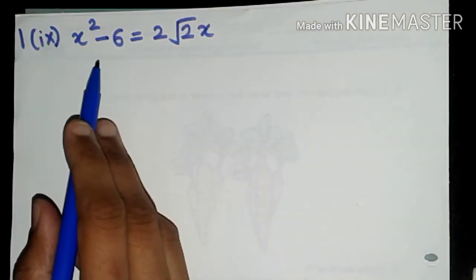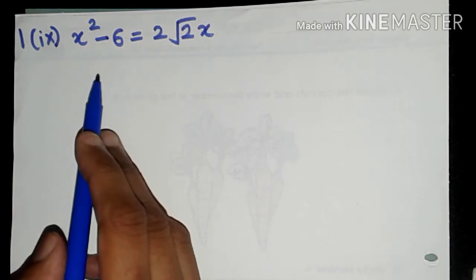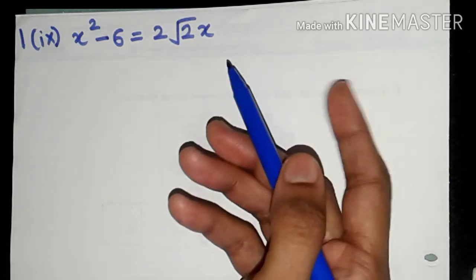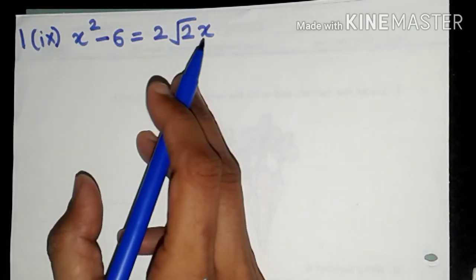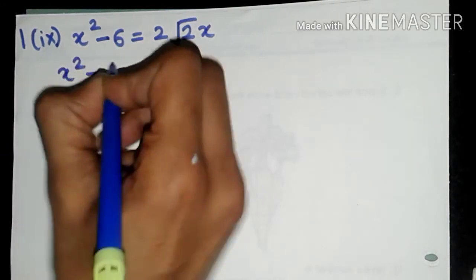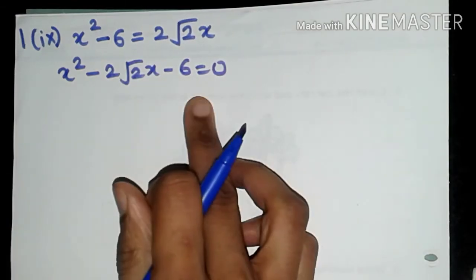Ninth part of the first question is this particular quadratic equation. So what do we do? Is it in the standard form? No, because there are some terms on the right hand side and some on the left hand side. So let us bring everything to one side. So when we do that, we will get this. This is in the standard form.